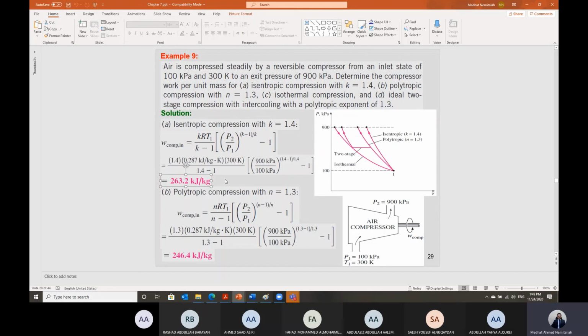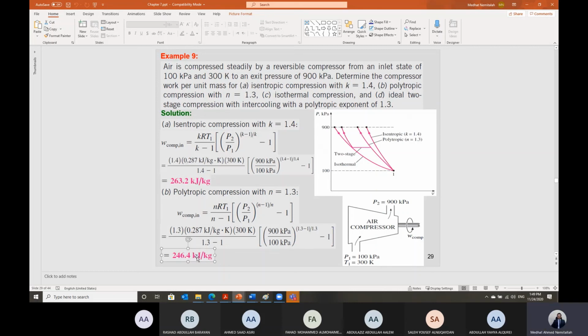Because the actual should be higher. We are talking here about the reversible one. Isentropic will give us actually the maximum reversible work. But if we consider reversible but polytropic, not isentropic, then in this case, this is the equation. Just instead of k, I will replace it by n. Then substitute n is equal to 1.3. Substitute, this is the value of the work. Compare this value with this value.